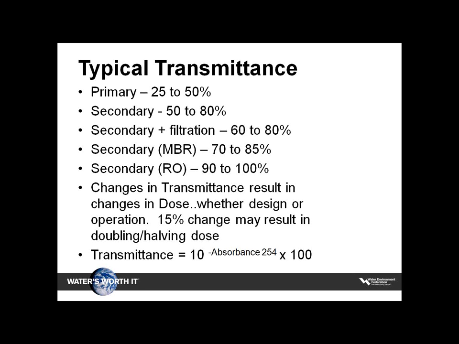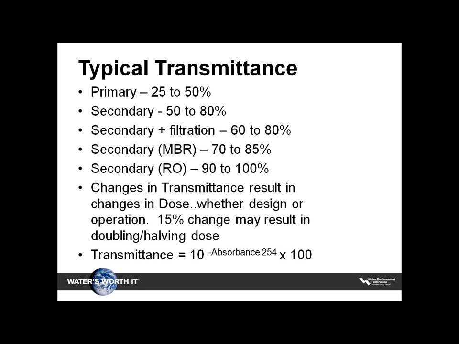When we move to secondary filtration, recognize that it shows 60 to 80%, so sometimes even though we add filtration, we don't impact transmittance. What that would tend to mean is that we have some non-biodegradable, soluble UV absorber in the water that's causing that to go down. You can see the MBR 70 to 55. RO can go up a little bit higher.